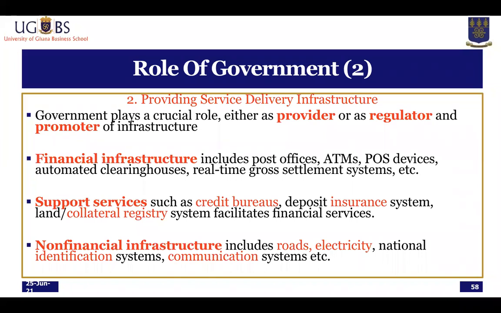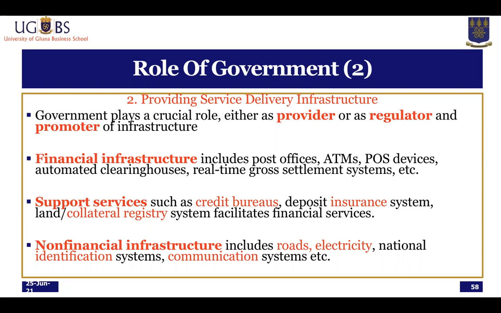And sometimes this can be even post offices, ATMs, POS devices, automated clearinghouses, real-time gross settlement systems. So in essence, providing the payment systems as much as possible. The payment systems that will facilitate people taking up financial services or making use of financial products. Now, they also need to provide support services. So aside from providing the infrastructure or the chain that allows people to move money across the system, they must also provide a supportive framework.